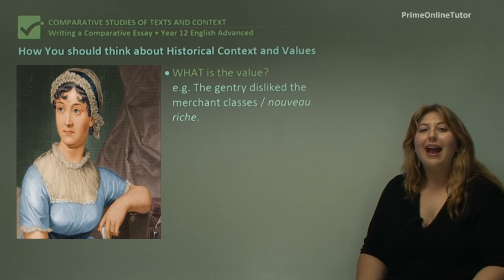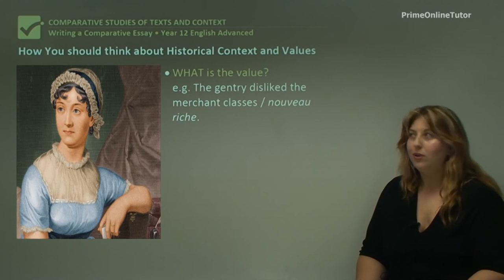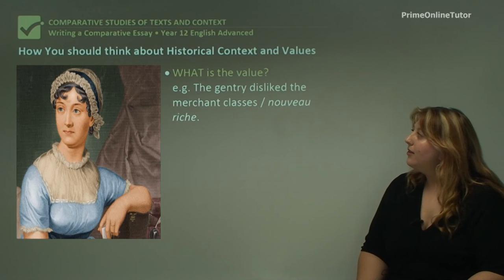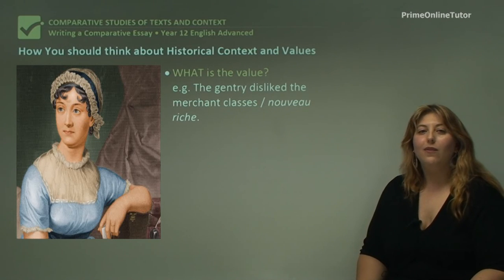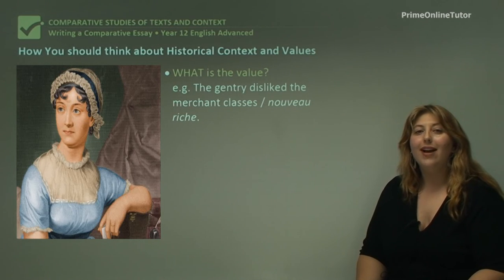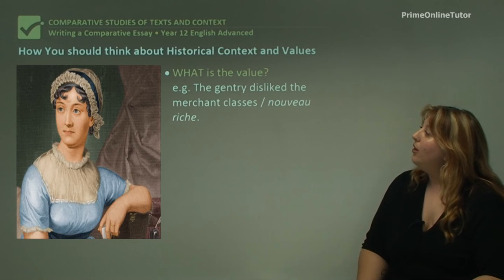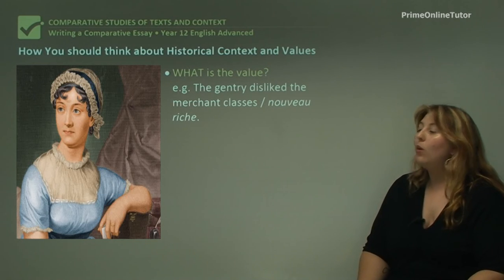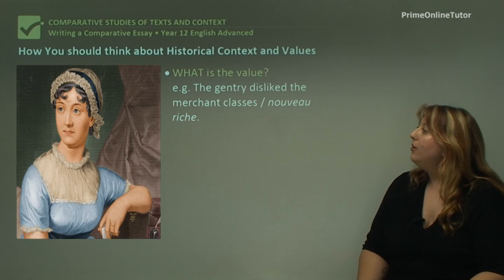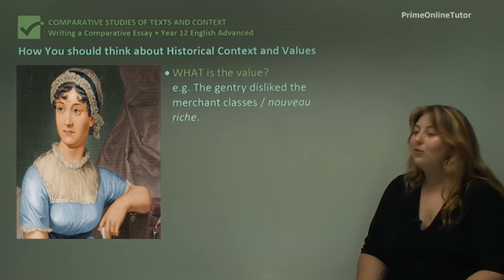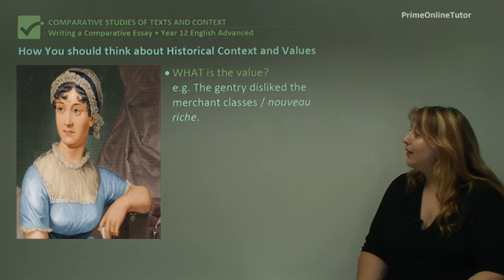So now we're going to talk about how you should be thinking about using the historical context you learn. So this is a system that I like to think of as what, why, fact, and how. So the first thing you're going to ask yourself is, what is the value? So let's go back to the old example with Pride and Prejudice. The gentry disliked the merchant classes and the nouveau riche. That is the value.